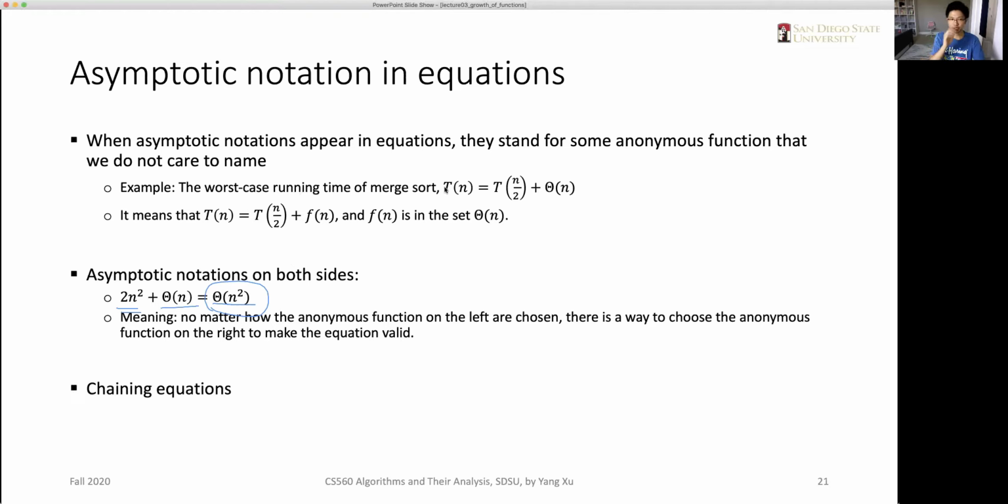There's also a chaining rule that applies to the asymptotic notation. For example, we can combine the linear parts 3 times n plus 1 into a big theta of n, and then we can ignore it and only keep the higher order quadratic term here. That's how the big theta notations are usually used in equations.